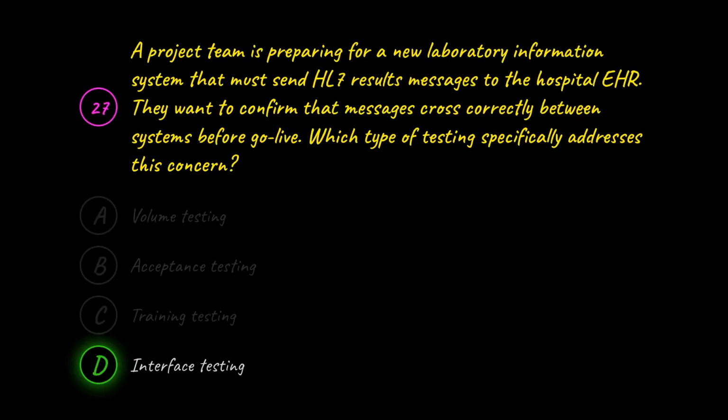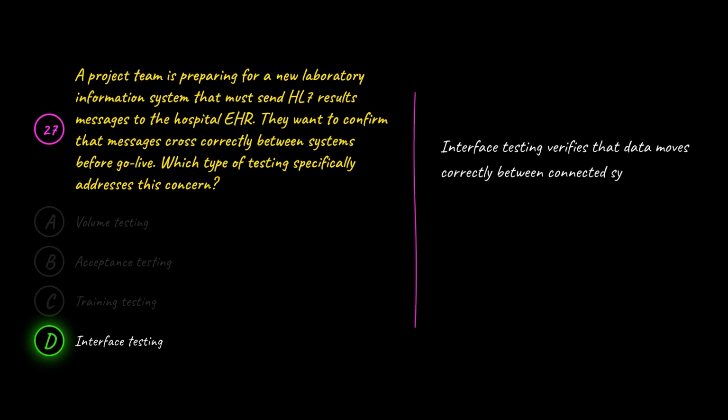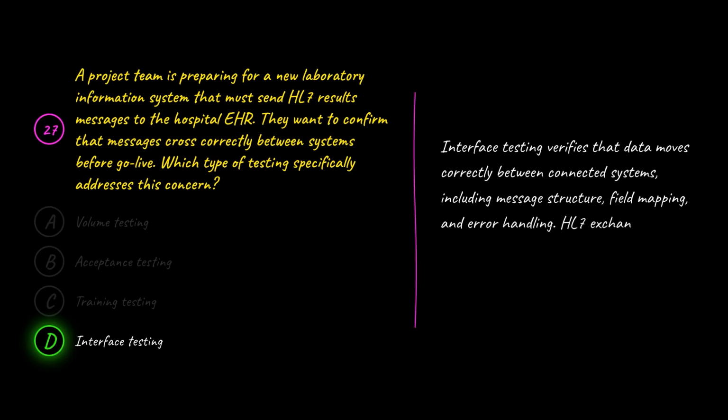The correct answer is D. Interface testing. D is correct because interface testing verifies that data moves correctly between connected systems, including message structure, field mapping, and error handling. HL7 exchange between a lab system and an EHR is a classic interface testing scenario.